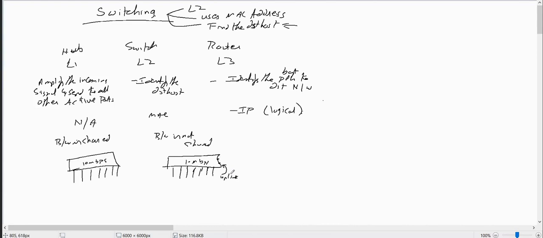So uplink port is just an English word, okay? It's not a technical word. It's an English word to say I'm connecting to some special device. I'm connecting to a server, so I call it an uplink. I connect it to a router, so I call it an uplink. I connect it to another switch, so I call it an uplink.